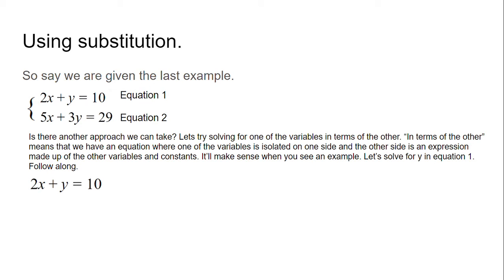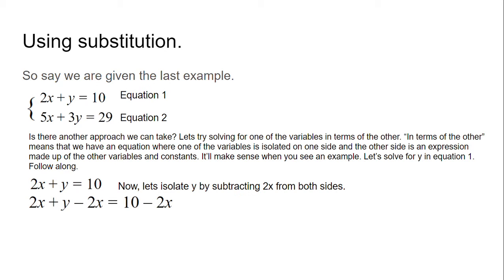So that's equation 1. 2x plus y equals 10. Let's isolate y by subtracting 2x from both sides. So 2x plus y minus 2x is 10 minus 2x. Since we know that 2x minus 2x is equal to 0, we get y on the left-hand side. That's good because we wanted only y on the left-hand side. So y equals 10 minus 2x.